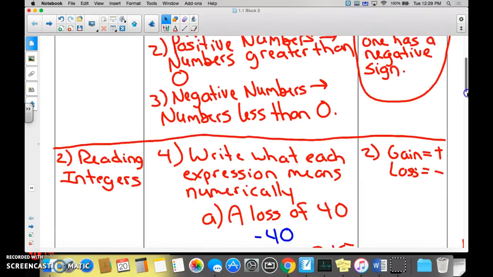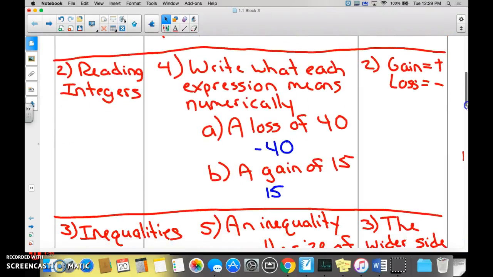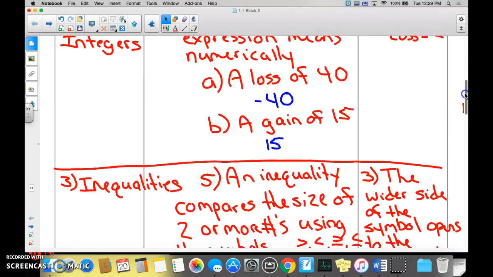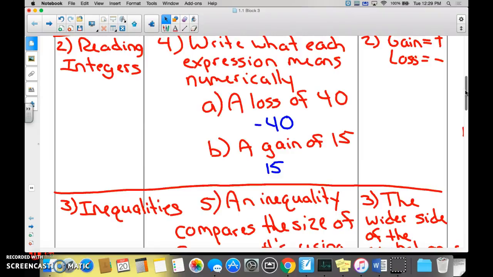We then went down to reading integers. Reading integers means you are basically taking a numerical sentence, like letter A there, a loss of 40, and writing the number equivalent to what a loss of 40 means. Loss means you went backwards, and traditionally backwards involves a negative sign, right? A gain means you go forward, and that usually involves a positive sign. But when you write a gain of 15, do you just write 15, or do you write plus 15? Usually if it's a positive number, you write 15.